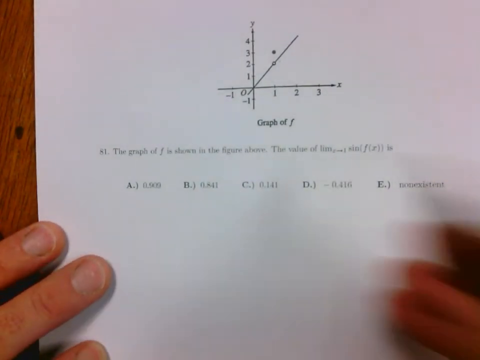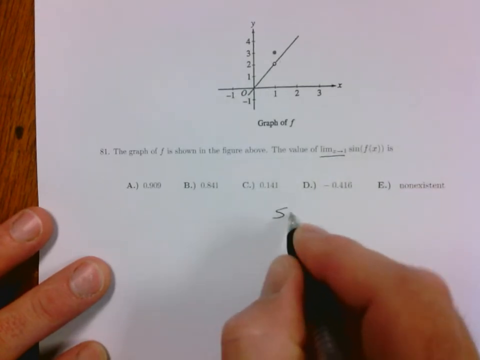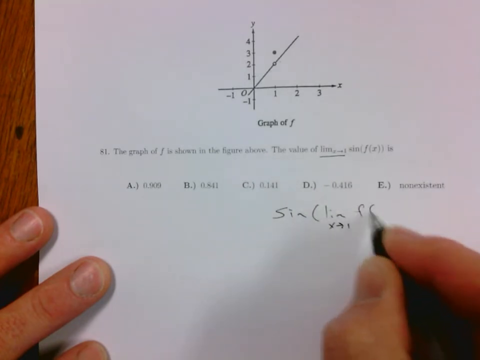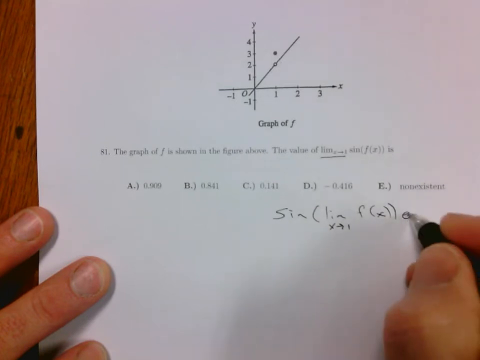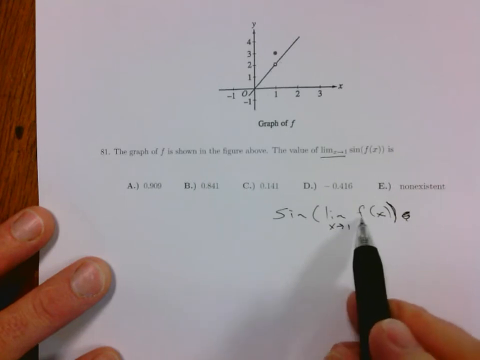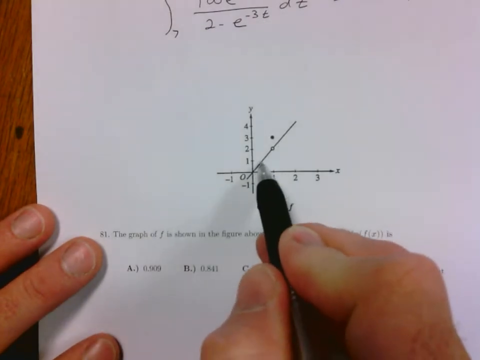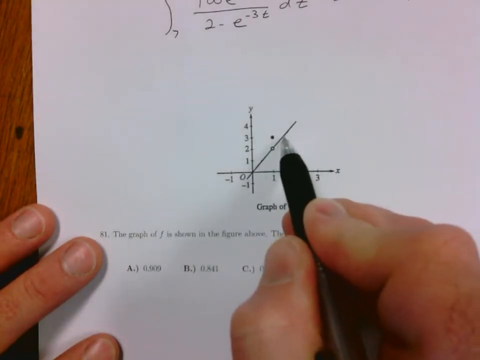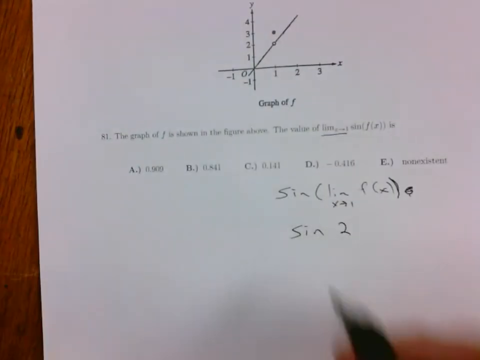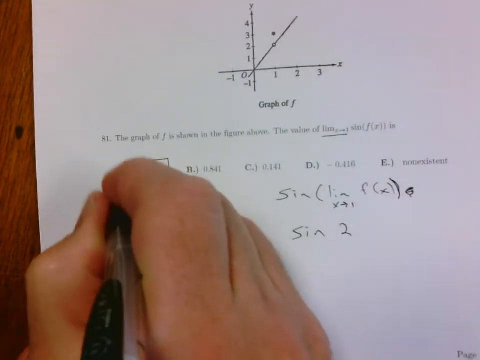Okay, remember, it's a limit. Now, limits are nice here. You can actually pass it inside. So you're going to have the sine of the limit as x goes to 1 of f of x. Now, what is the limit of f of x as x goes to 1? Remember, it's the y value that it approaches. So as it approaches from the negative side, it's going to 2. As it approaches from the positive side, it's going to 2. So this is actually the same thing as sine of 2. And sine of 2, plugging into our calculator, gives us 0.909.